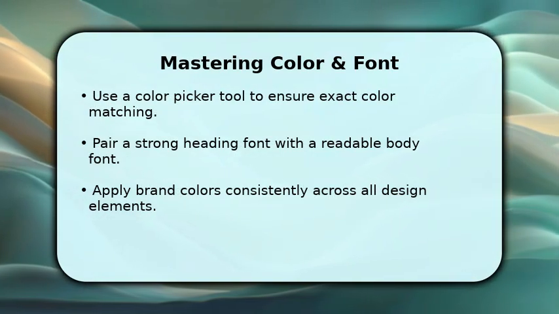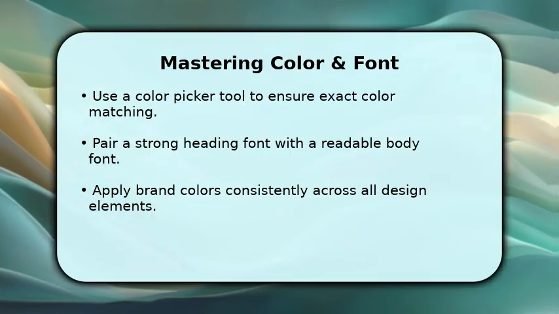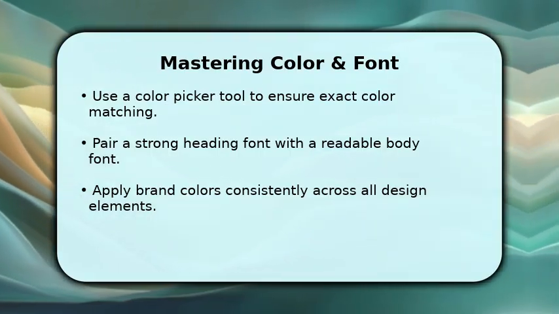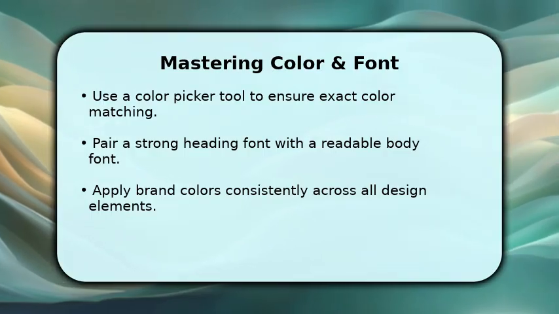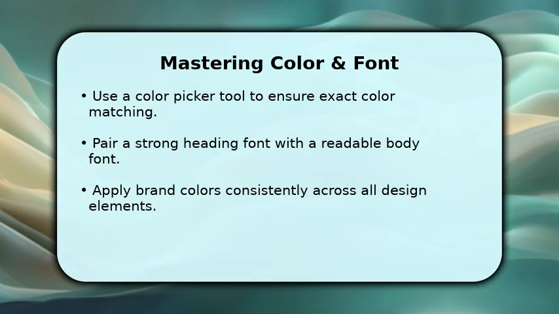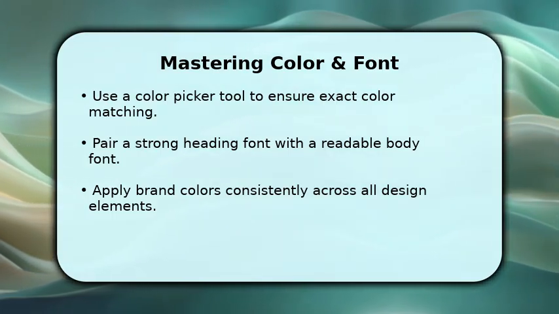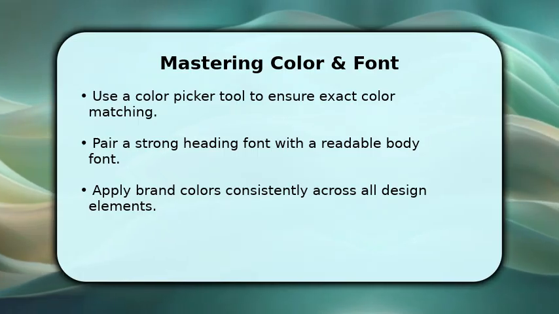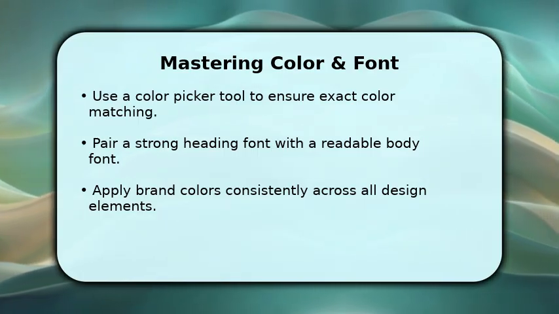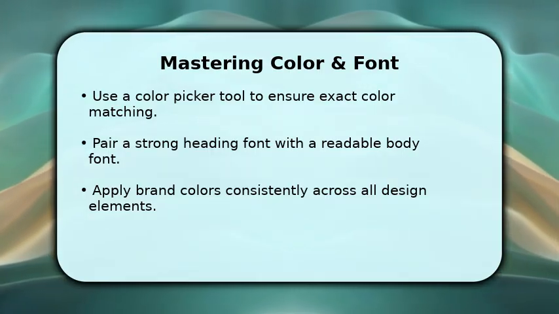Achieving aesthetic harmony in Canva starts with thoughtful color and font choices. Use a color picker to precisely match your brand's hues, ensuring consistency. When selecting fonts, aim for a strong heading font paired with a clear, readable body font. This contrast creates visual interest while maintaining legibility. Remember, consistent application of your chosen colors and fonts across all elements is key to a polished look.